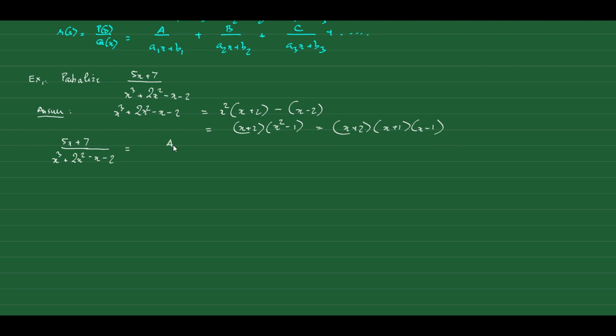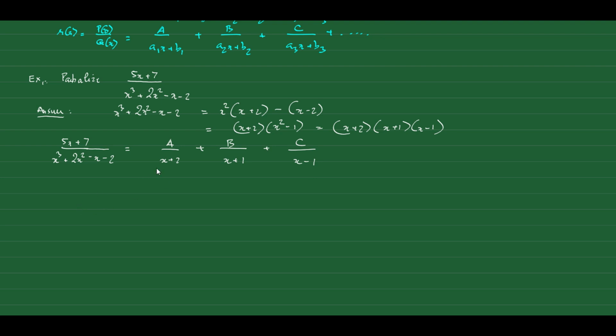So it will be A over the first linear factor. Okay, B over the second linear factor. So we have only three linear factors, so we have A, B, C. Of course, if you have more, then you have more letters, A, B, C, D, or whatever it is.